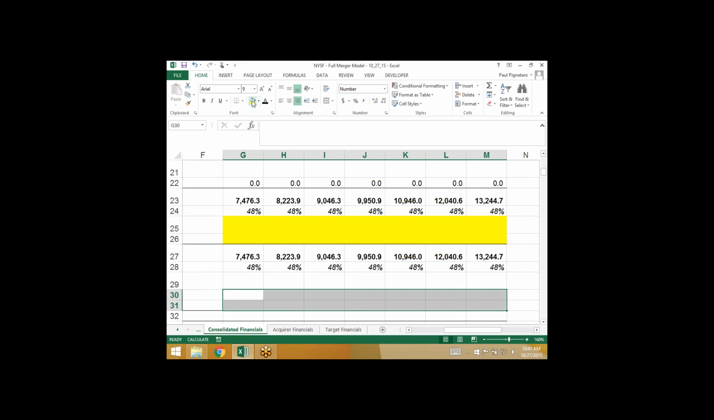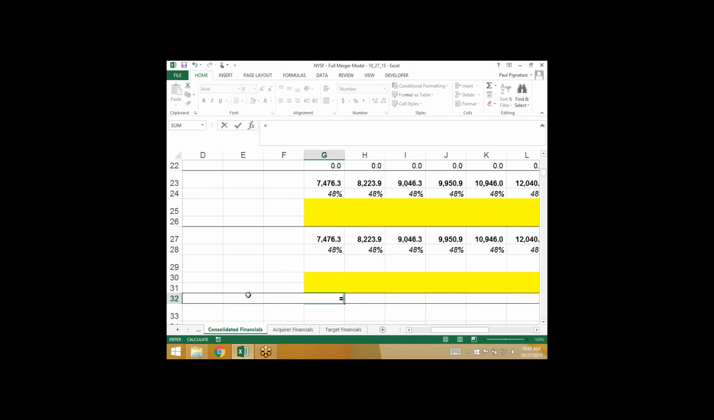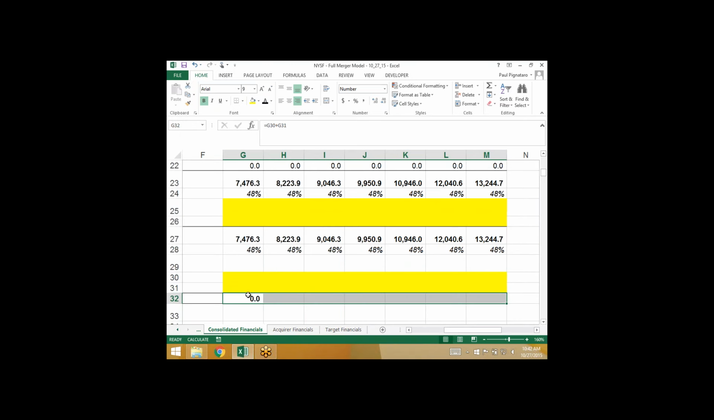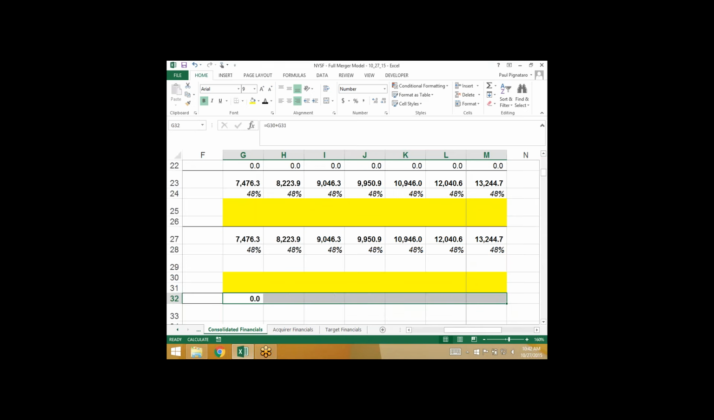Interest expense, interest income. Again, we're going to leave that empty. That's going to come from the debt schedule. But we'll assume net interest expense is a sum of the two. So we can put that formula in as interest expense, whoops, plus interest income.